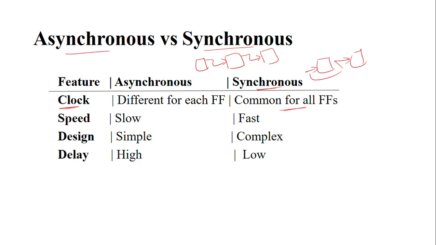We can observe the speed here. In asynchronous, there is some delay while passing the output to the second flip-flop, so the speed is very slow. Compared to the asynchronous counter, the synchronous counter is a little bit faster because there is a common clock, so there is no such delay to pass.